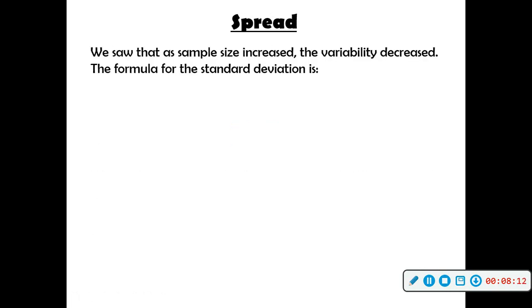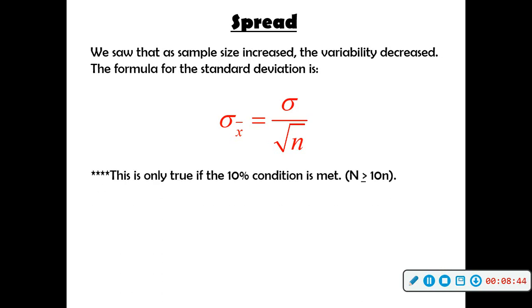The spread, well, as our sample size increases, our variability will decrease. So we use standard deviation since we're talking about a normal curve, and that gives us a little bit more information. And so the standard deviation of our sampling distribution of sample means is going to be equal to our population's standard deviation divided by the square root of n. As you can see, n is in the denominator, so as we increase sample size, our standard deviation decreases. This is only going to be true if our 10% condition is met, so if our population size is at least 10 times our sample size.